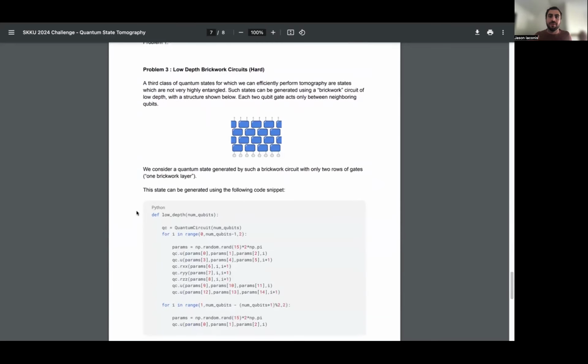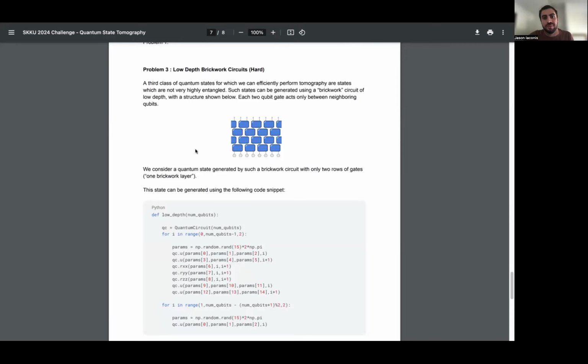And then finally, in problem 3, this is the hardest problem of the 3. Basically, the third class of state that you could again measure using an efficient number of different measurement bases, on states of arbitrary numbers of qubits. So in both these problems 2 and 3, imagine the number of qubits is somewhere between 10 and 20. You can again reconstruct these states if the depth of the circuit is not too deep, so that the state is not too highly entangled.